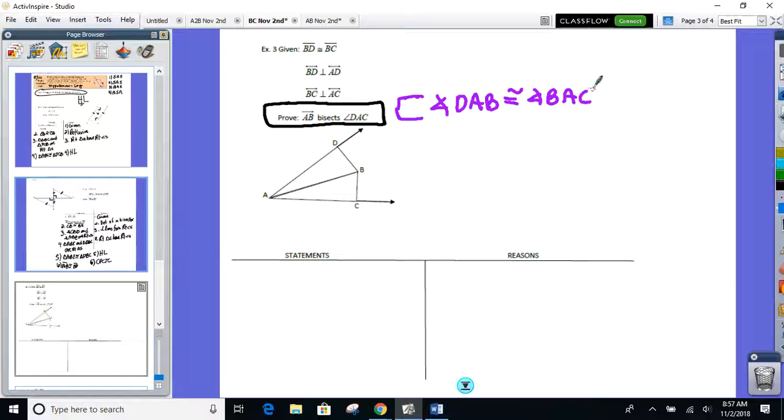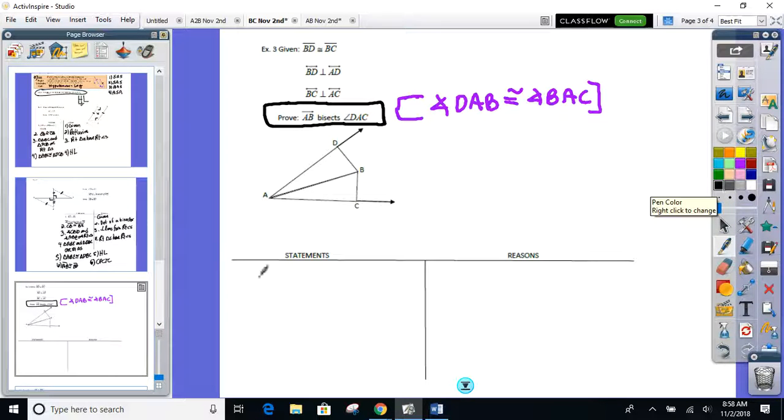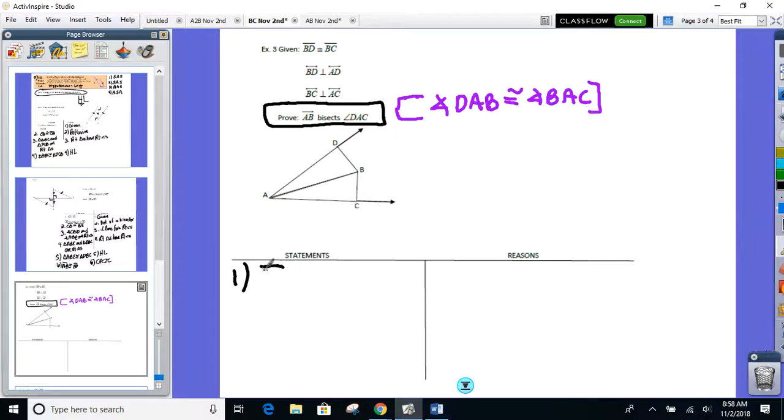Everyone agree on that? Okay, so show me that then. Show me this is true, and then AB would be a bisector. Everyone agree? How can you prove the triangles and go CPCTC? So this is not a big deal. It's just an extra step. So show me these two angles are congruent, and you have yourself a bisector. So that's what you're going to do with me right now. So write in your givens, write your line, mark your diagram.